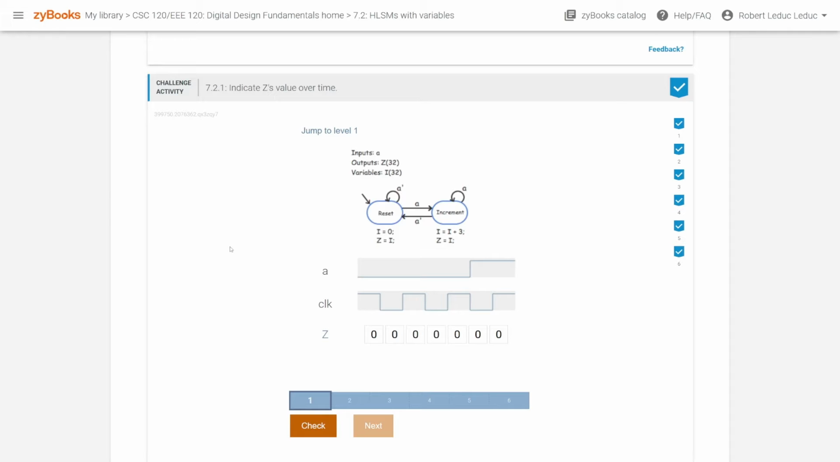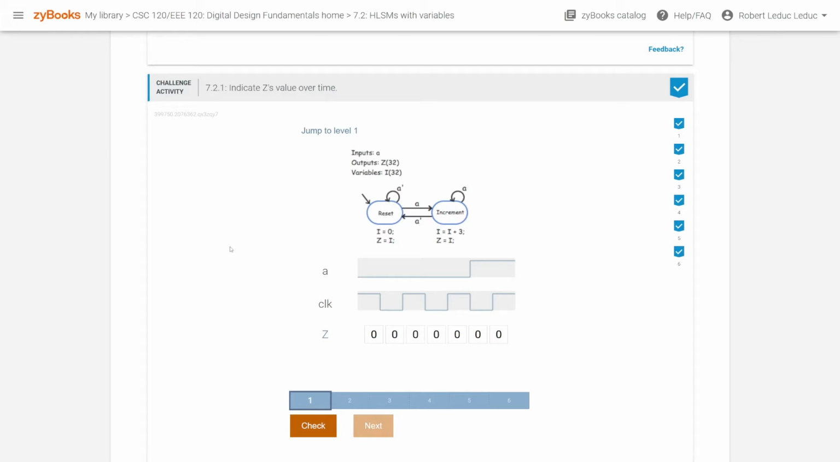In this activity, we're going to be given a high-level state machine, and we're also going to be given a timing diagram showing the clock cycles and a value for the input A, and our job is to determine, given this information, what the corresponding value of the output Z is.